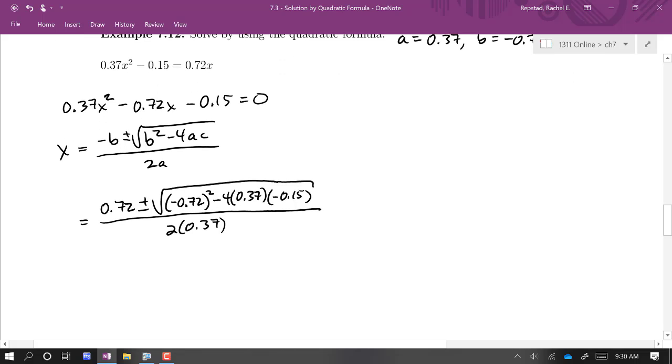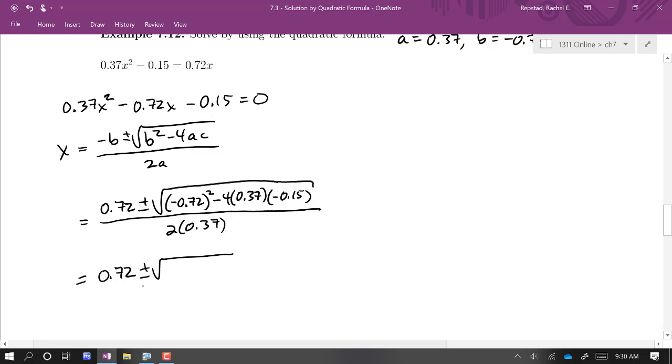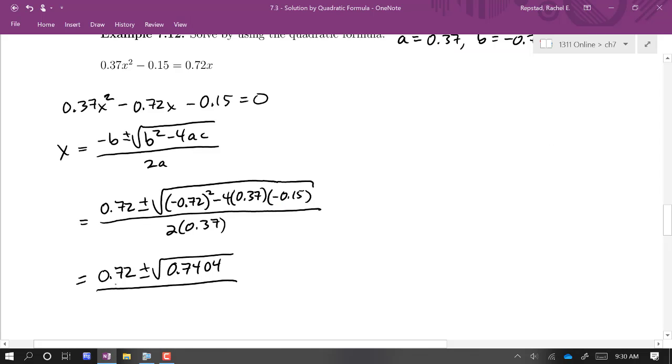Okay. At this point, I'm going to turn to the calculator and simplify the stuff in the radical. So negative 0.72 squared minus 4 times 0.37 times negative 0.15. 0.7404. And then 2 times 0.37 is 0.74.